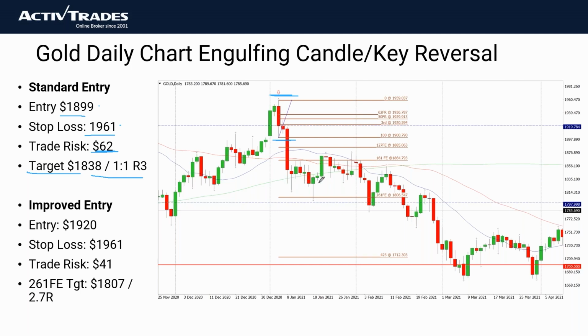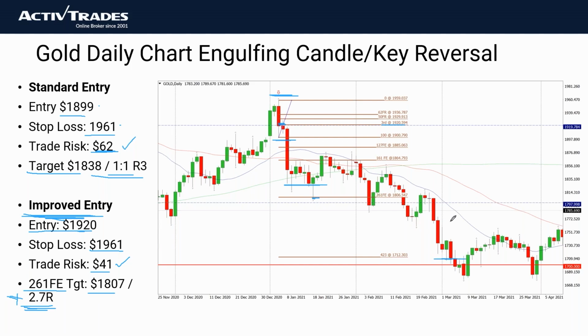So it would have been around about here, and it would have hit there, very nicely on 1-to-1. Whereas if we were to trade that using the improved entry, instead of 18.99, my entry would have been at 19.20, a third of the way back into it. We can see that basically the next day it trades up to that level, and my stop loss is still at the same place, but my trade risk is now $41 as opposed to $62. Furthermore, I'm using the 261 target here, which was at 1807, so I'm just a little bit in front of the number. And in this particular instance, that generated plus 2.7R. So I'm just showing that the same trade, with different setups, could provide very different reward to risk for that trade.